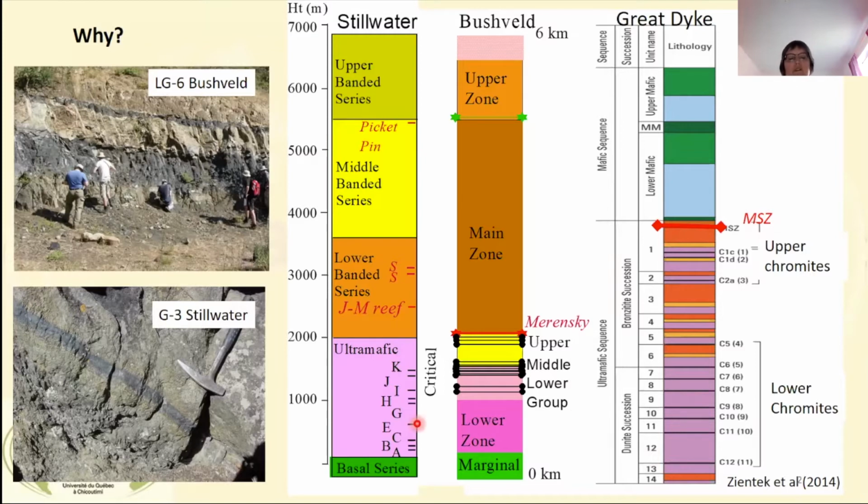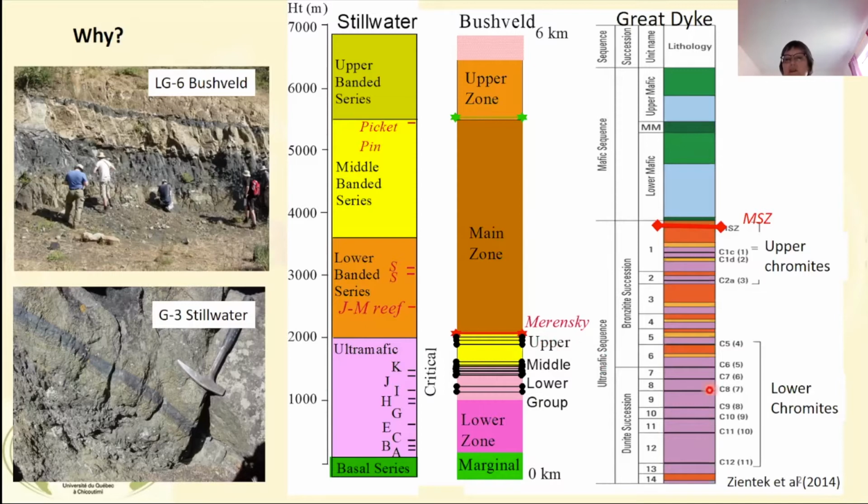So at the Stillwater, we have about 10 seams labeled A to K. At the Bushveld, we have the lower group chromites, some 1 kilometer into the section, and they're hosted largely by pyroxenites and peridotites. Then we have the upper group chromites, which are particularly interesting because the UG2 is the largest PGE deposit resource in the world. And they are hosted by pyroxenites and norites.